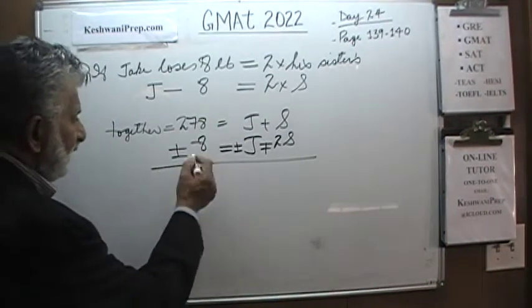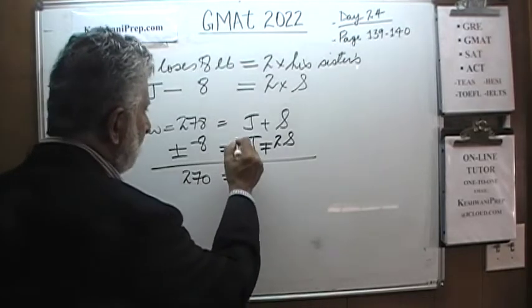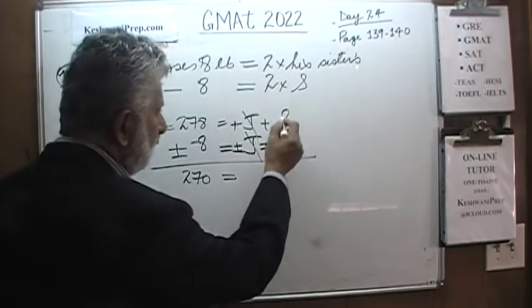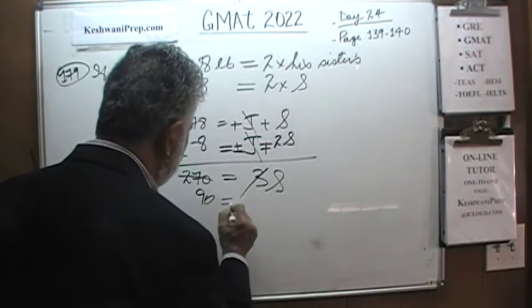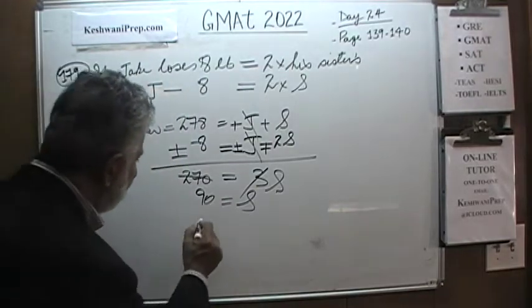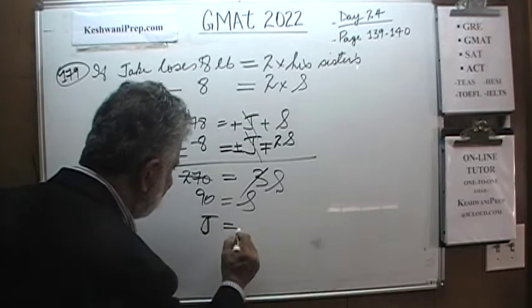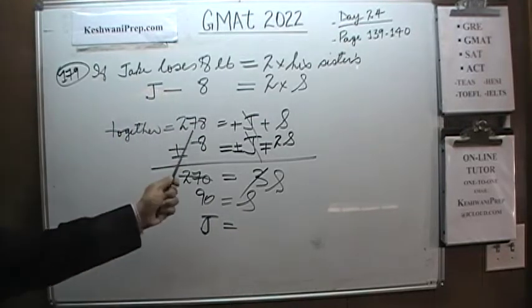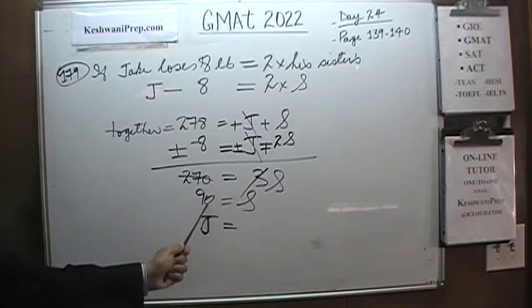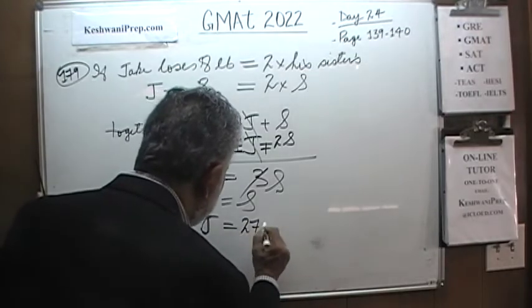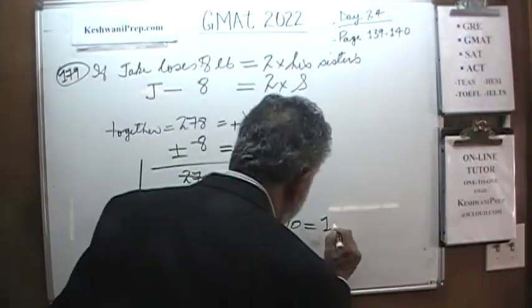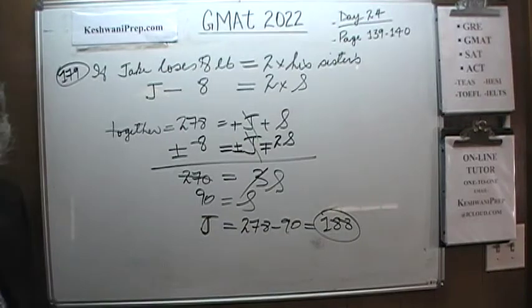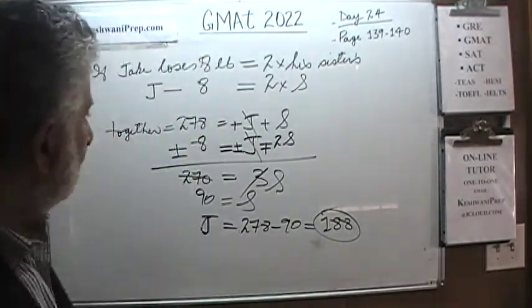So 278 minus 8 is just 270. A positive J and a negative J is going to cancel out, obviously. And we'll end up with S plus 2S, which is 3S. Divide by 3 and we'll end up with S equals 90. If S equals 90, that implies that J must equal 278 minus 90, since they weigh 278 together. 278 minus 100 would have been 178. Since we're subtracting only 90, it's 188. Jack weighs 188 pounds.